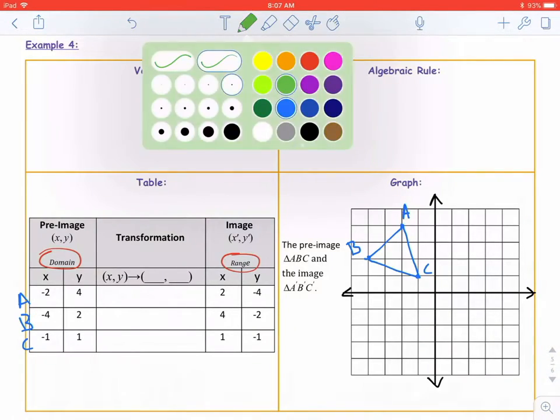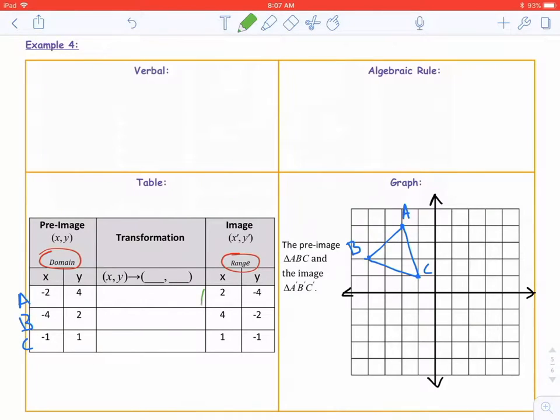And let me graph my image. So I'm going to label like I normally do, A prime, B prime, C prime. So we have 2, negative 4 is my A prime. B prime is at 4, negative 2. And then C prime is at 1, negative 1. So let me connect my sides.